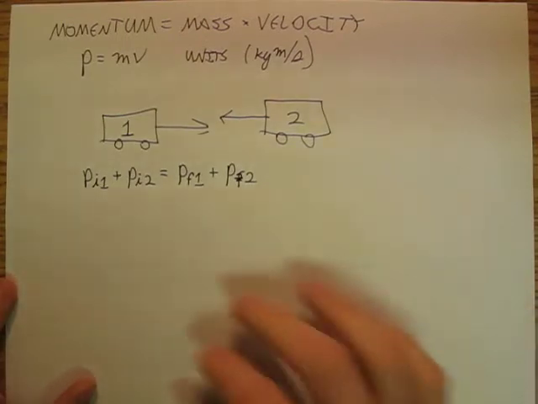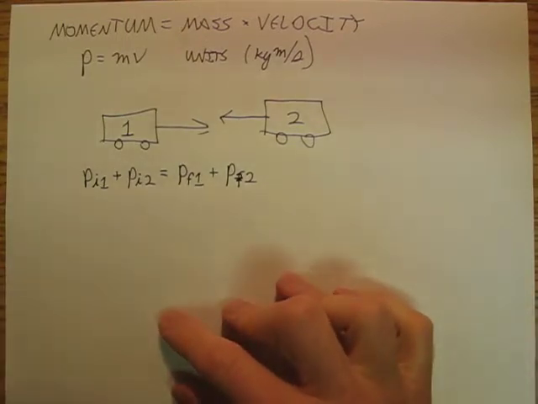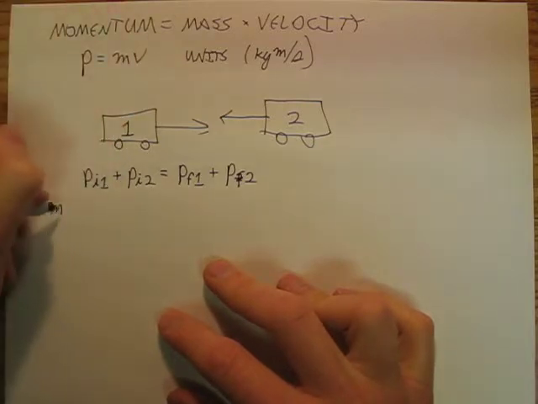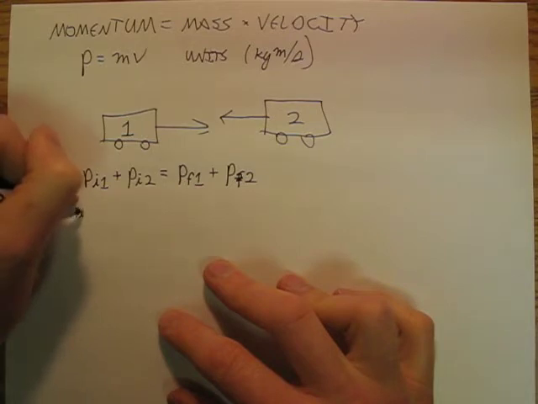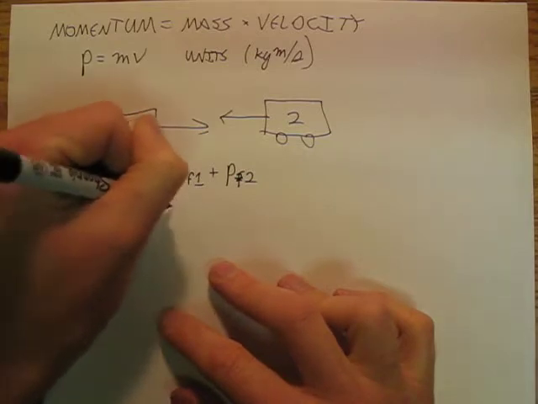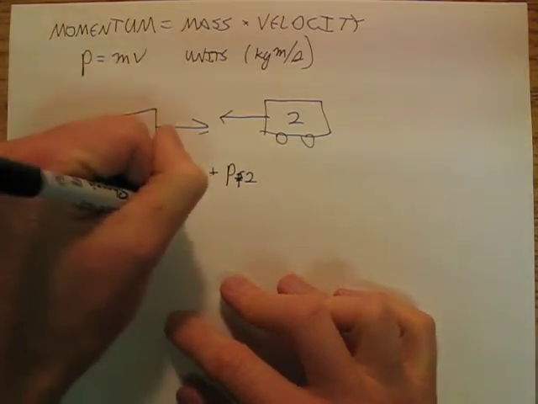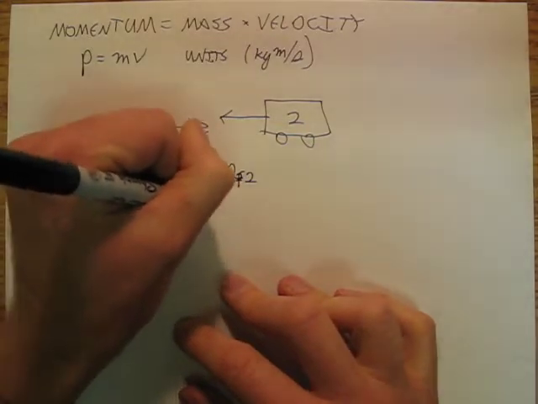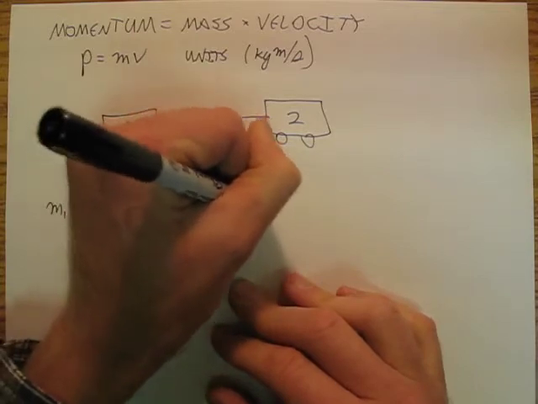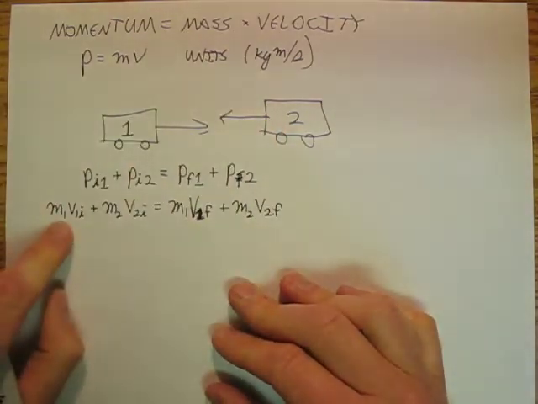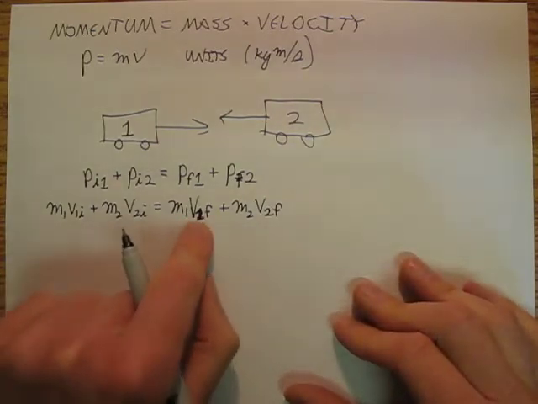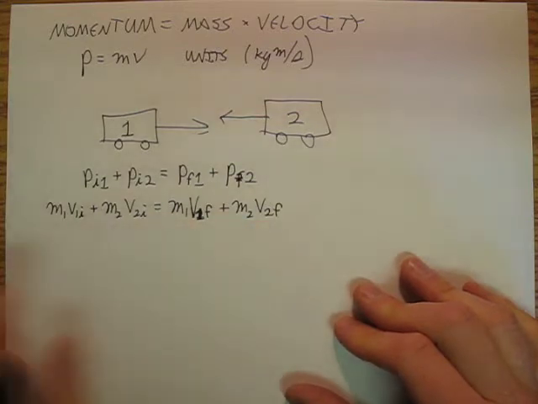Now that leads us to an equation that people think is pretty awful, which is where I break these out, and so I say m1 v1I plus m2 v2I is equal to m1 v1f plus m2 v2f. Let me check that. m1 v1I plus m2 v2I equals m1 v1f plus m2 v2f.